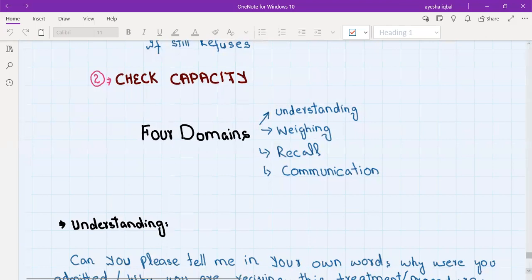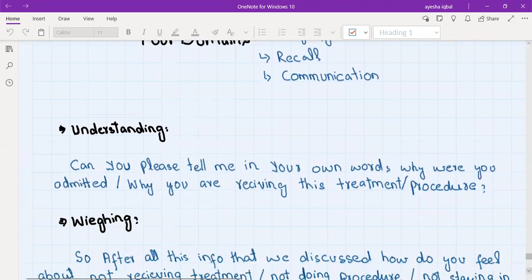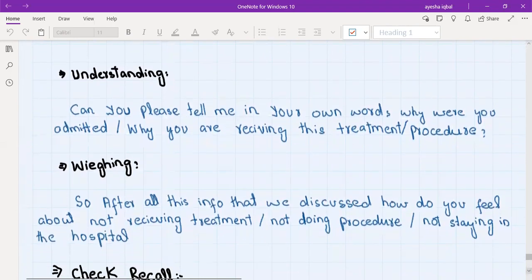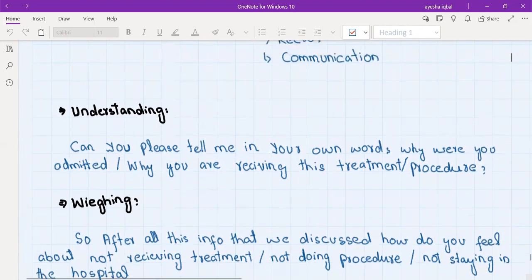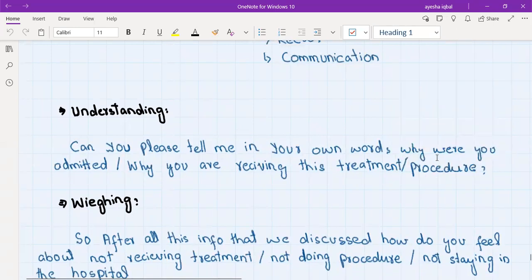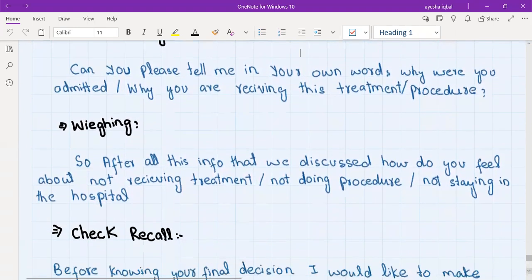So how to check capacity? The first domain is understanding, where the patient understands why he's here and what's going on. You would ask the patient, can you please tell me in your own words why you were admitted to the hospital in the first place? Can you please tell me in your own words why you are receiving this treatment? Can you please tell me in your own words why you were offered this procedure? This is basically checking the understanding of the patient.